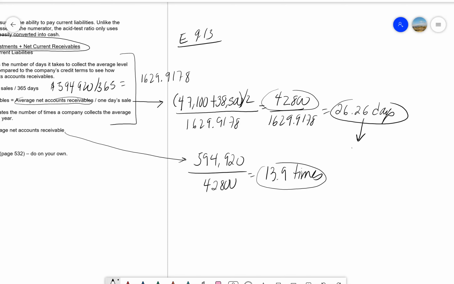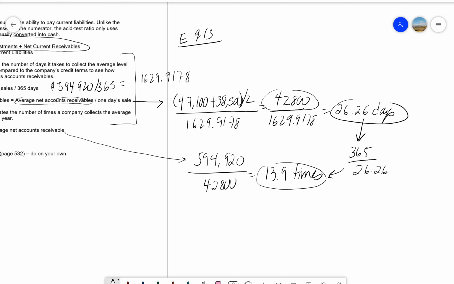Now, there is another way of calculating this 13.9 times: we can take the days sales in receivable and just go 365 divided by 26.26, and that's going to give us our accounts receivable turnover as well. And so all we're saying again is that we can express this one of 2 ways. We can use the days sales in receivable. It's going to take us 26 days approximately to collect our accounts receivable. Or we can also say that we collect our accounts receivable on average about 13.9 times a year.